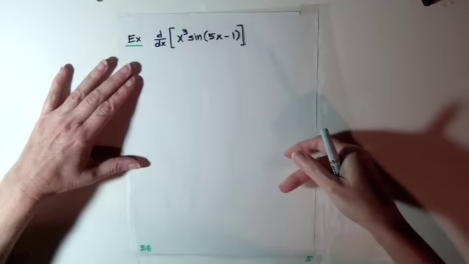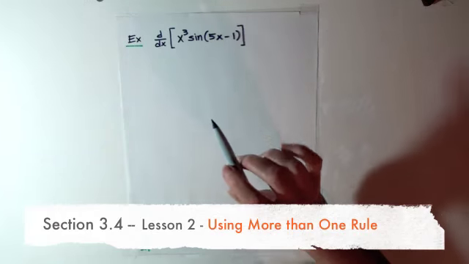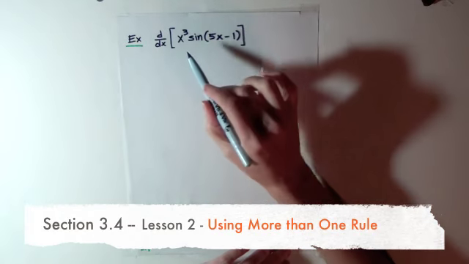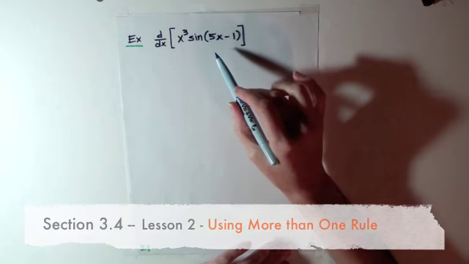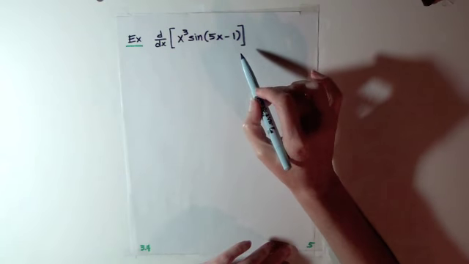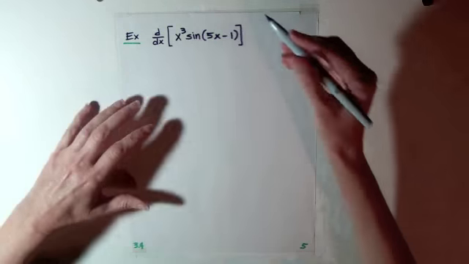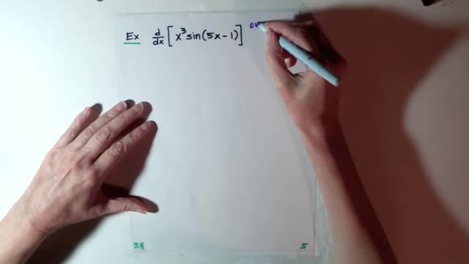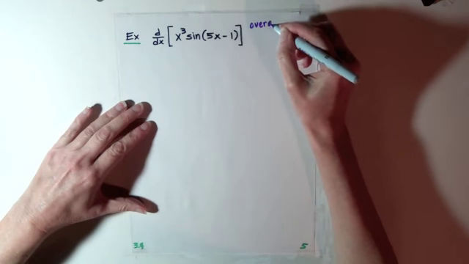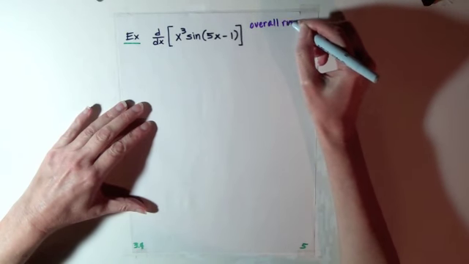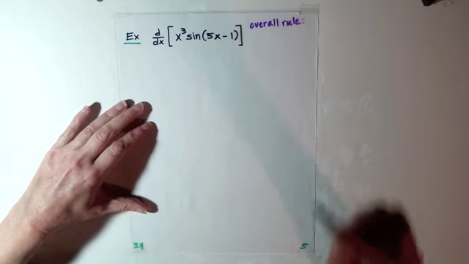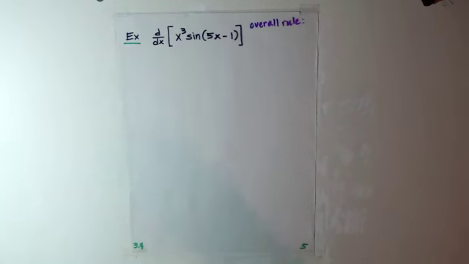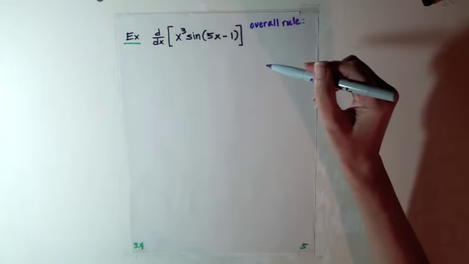So, I'd like you to look at this one. You're asked to find the derivative of x cubed sine of 5x minus 1. And what you might want to do is what we did in the last example. Think about what the overall rule that you're going to apply to this is by thinking about the overall structure of what kind of function you have.